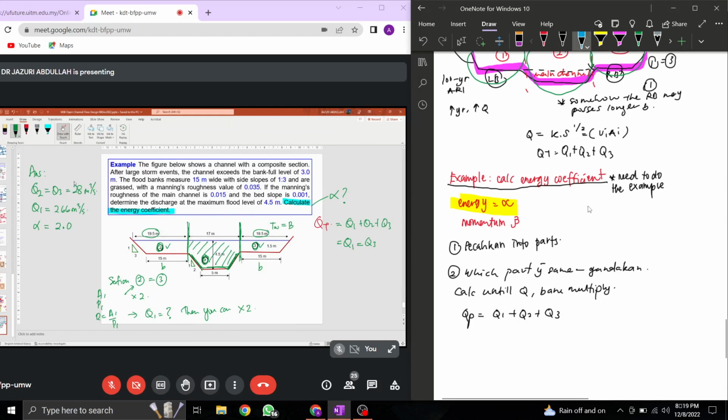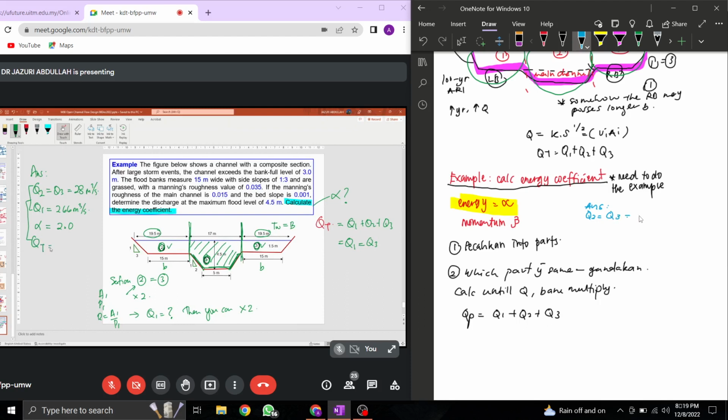Okay, so jadi Q total you akan dapat lebih kurang dalam 322 meter cube per second. Okay, so this is the answer yang saya boleh bagilah. So the thing is I would like you to calculate. Okay, so kalau jawapan tu you boleh compare lah dekat sini dia punya Q dia, Q1, Q2 and juga Q3. Okay, ada soalan ke?